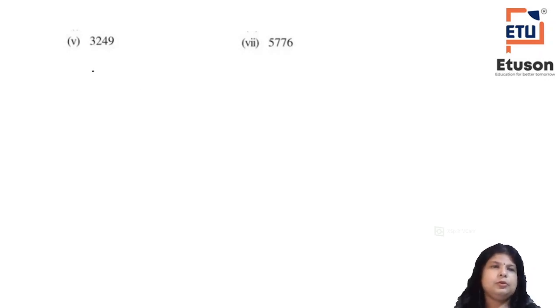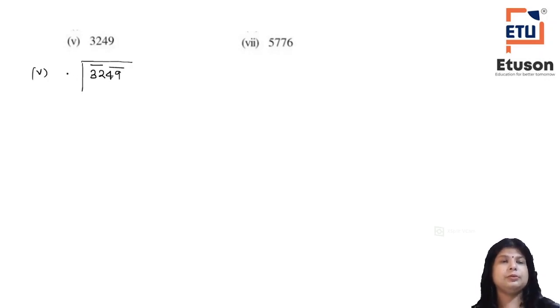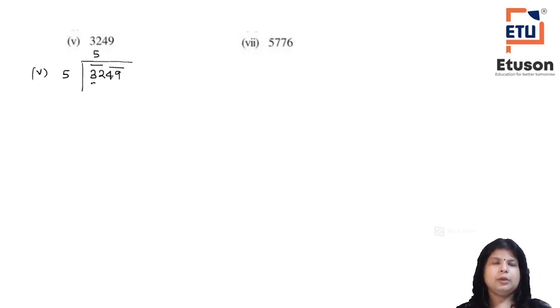Now 3249, this is your bit 5. Let us pair it. I have paired it now. Take the number whose square is less than 32. So I am taking 5 here. Here you write 5. 5 squared is 25, then you will get 7 as the remainder. Bring down 49 here. 5 into 2 is how much? It is 10 here.